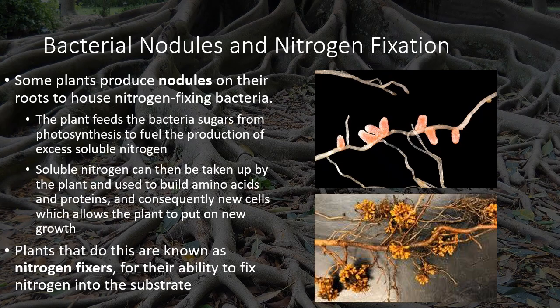The plants actually feed the bacteria so much sugar that the bacteria produce an excess of soluble nitrogen. The bacteria will end up producing far more water soluble nitrogen than they would ever be able to use for their own purposes. And so then the plant is able to take up that extra soluble nitrogen, and the plant can use that to build amino acids and proteins, and then, of course, new cells, and allows the plant to put on new growth. Plants that have bacterial nodules and form associations with these nitrogen fixing bacteria are known as nitrogen fixers because of their ability to fix atmospheric nitrogen, converting it into water soluble forms that are then available in the substrate for plant growth.